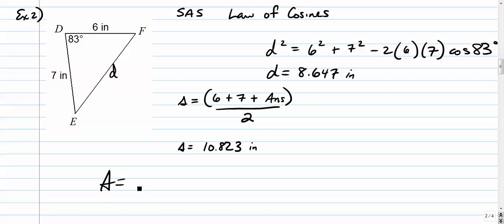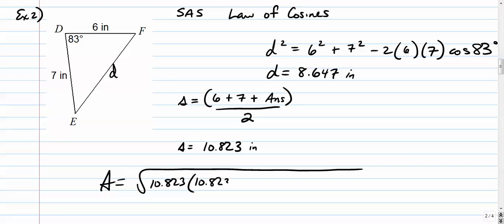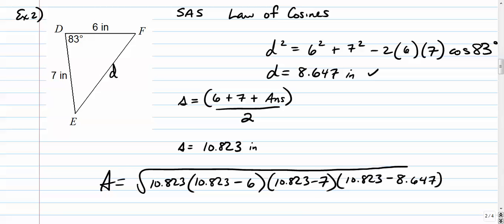Now we're going to go to our Heron's formula. So we're going to go S, which is 10.823. I guess I'll just write that down. 10.823. And we're going to write it again, minus 6. We're going to write it again, minus 7. And we're going to write it a third time, minus our third side, 8.647. Close the parenthesis, and we're good to go. But that's kind of crazy to type into your calculator, right? We don't want to type that whole thing in.